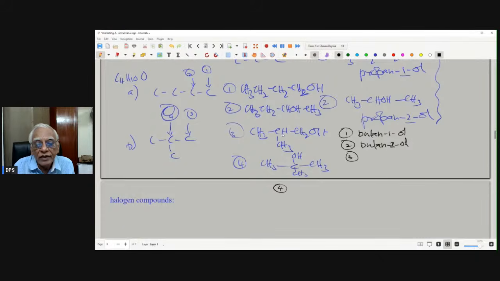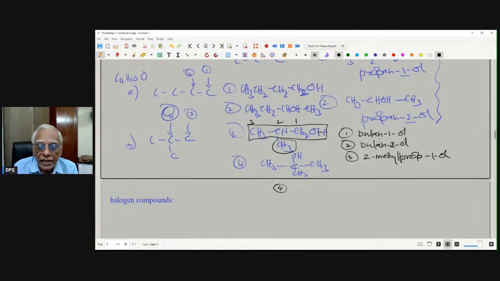3. The longest chain contains 3 carbon atoms containing the OH. So propan-1-ol. This is the methyl group. We should start numbering from right to left. The carbon containing the OH group should be given the preference: 1, 2, and 3. Therefore, it is 2-methylpropan-1-ol.